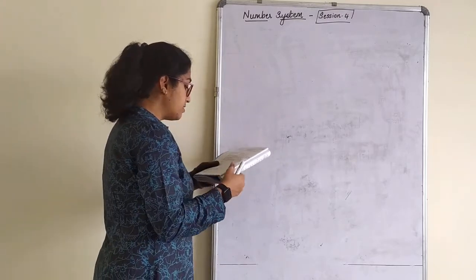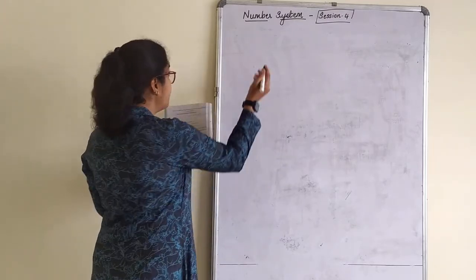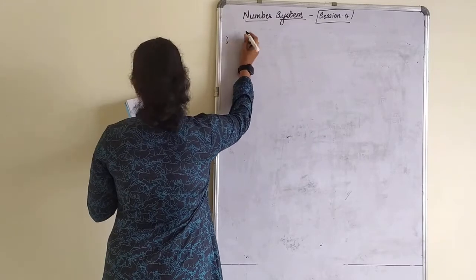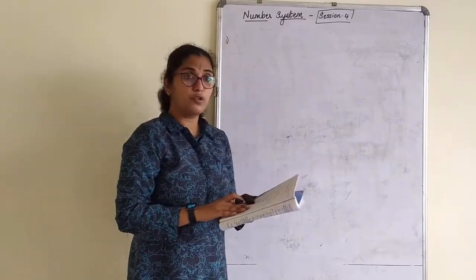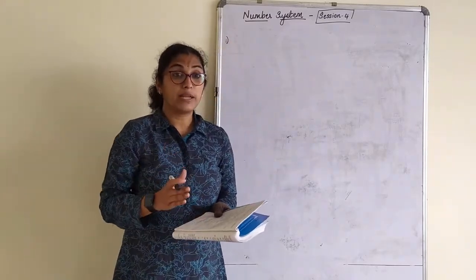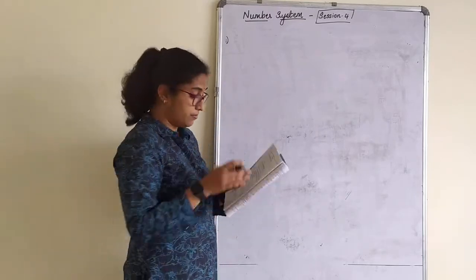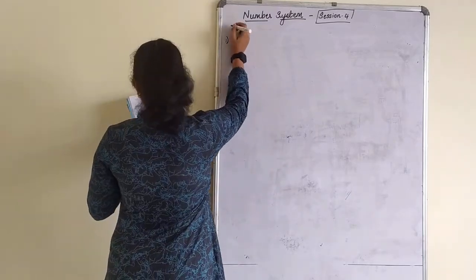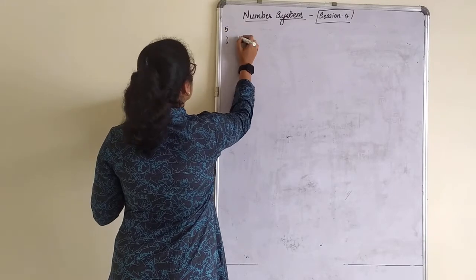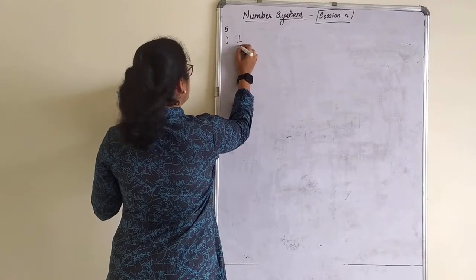So rationalize the denominators of the following. No homework here as of now, because there are only 4 sums. I will be doing that. Please practice worked examples as homework. Fifth main, 1 by root 7.